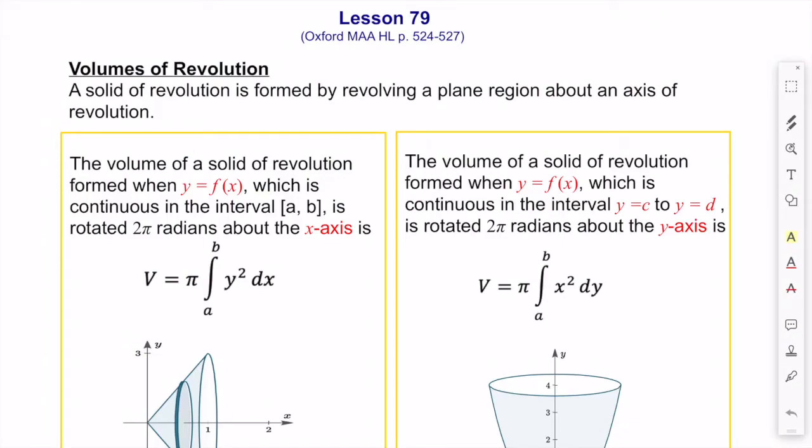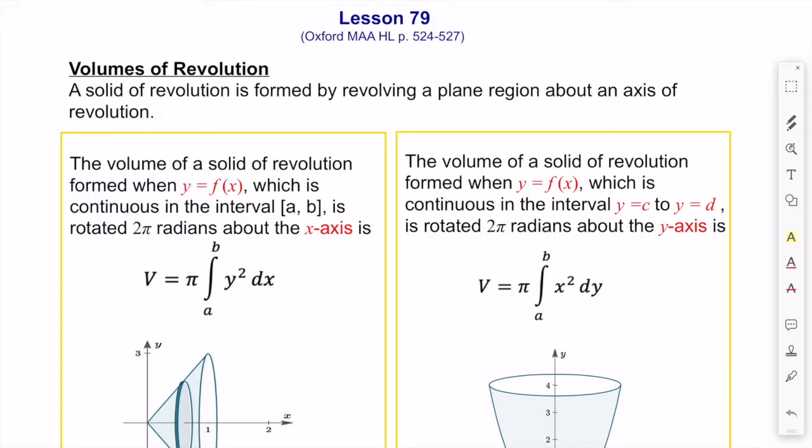Lesson 79, Volumes of Revolution. In the beginning of this lesson, before this video, I hope you have completed the investigation suggested and discovered that when you have a function drawn on the Cartesian plane and imagine that you are rotating the plane containing that function about either the x-axis or y-axis, between a certain interval, it will actually create a 3D shape.